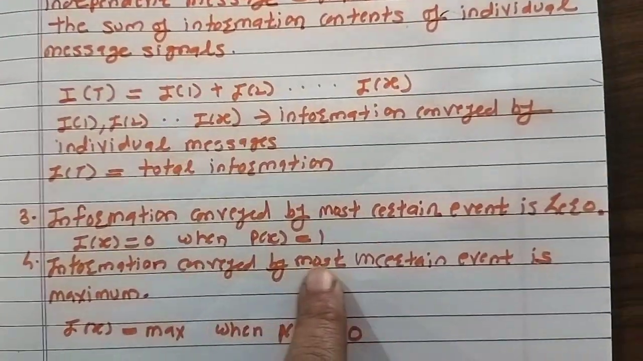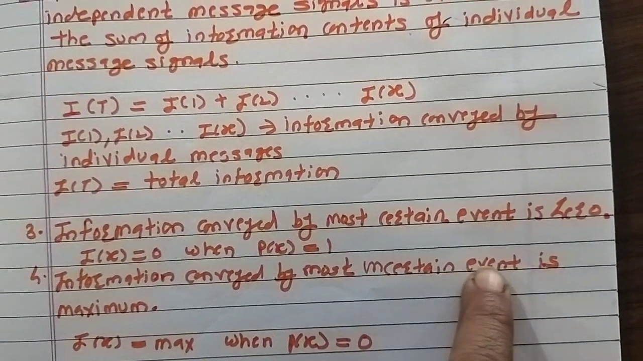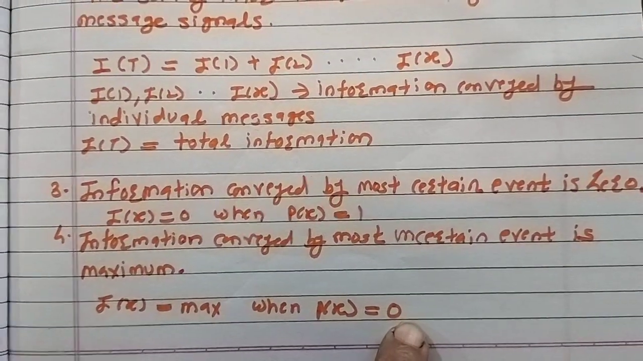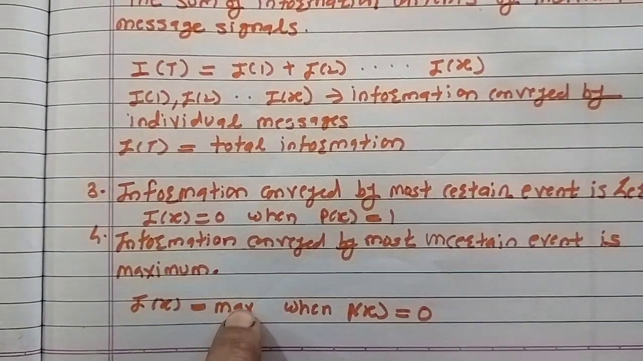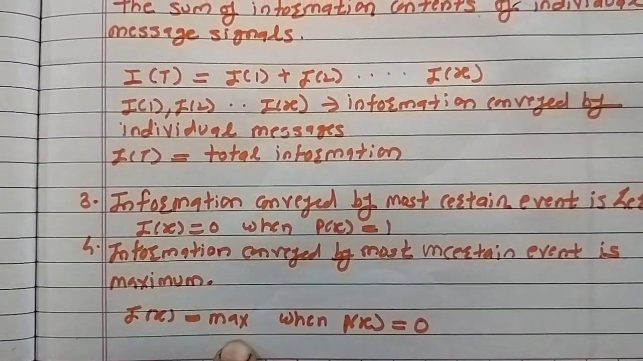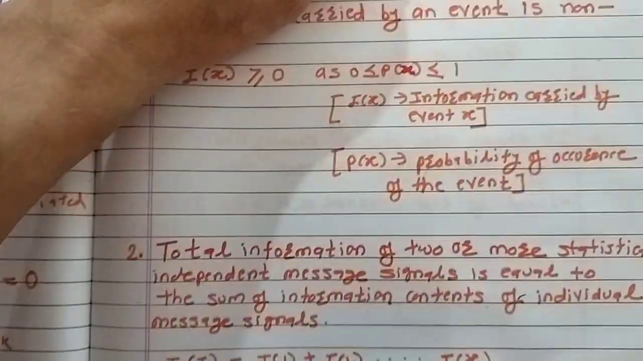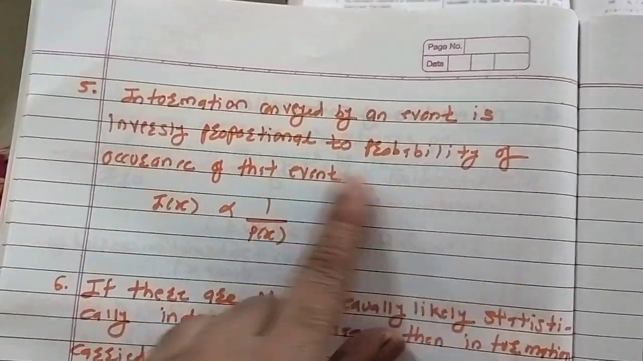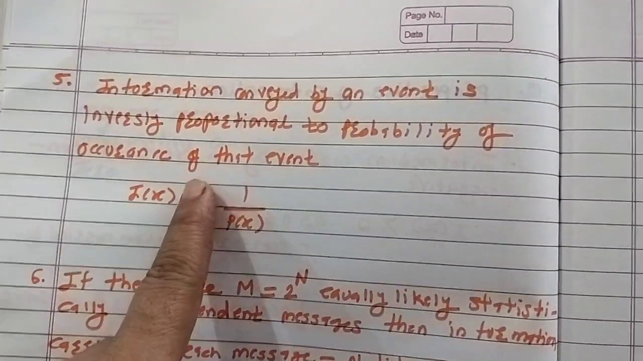Then, information conveyed by the most uncertain event is maximum. Most uncertain event means its probability is 0, but I(x) cannot be 1. It can be 1, but its maximum value is not 1. So I(x) is equal to max. Next, information conveyed by an event is inversely proportional to the probability of occurrence of that event.